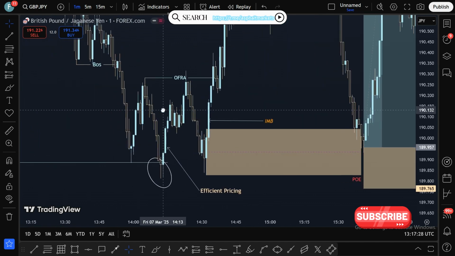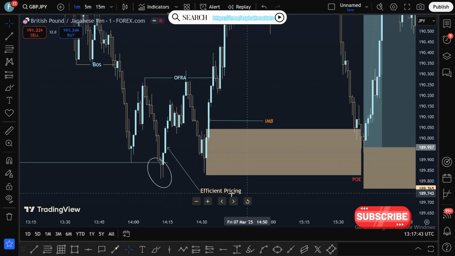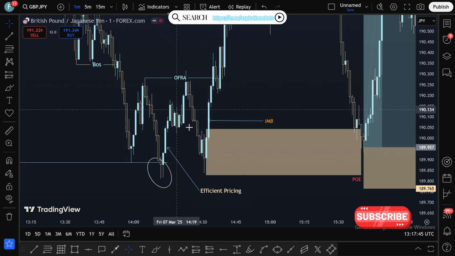On the 1 minute, we close below the M15 point of liquidity. Then price pushes to the upside. Price comes back to fill this imbalance here. This pricing was efficient. Because of this mitigation here, the imbalance was quite filled. Then after that, we had an order flow realignment.